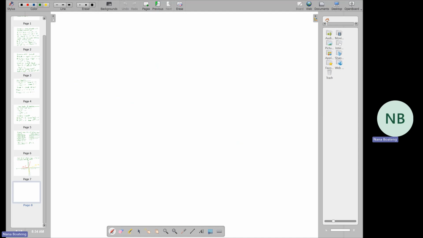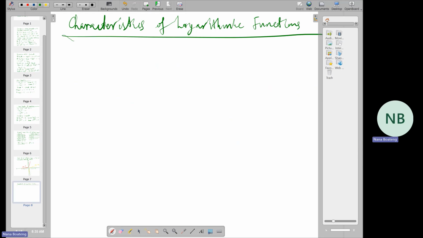Now let's look at some characteristics of logarithmic functions.